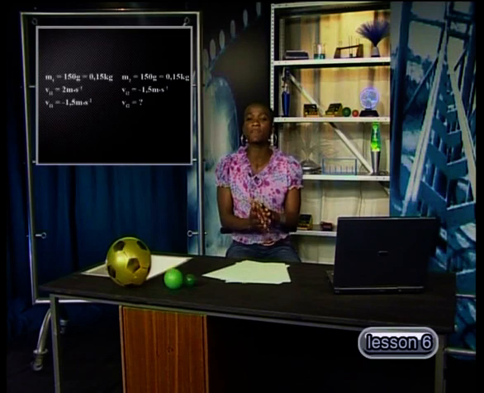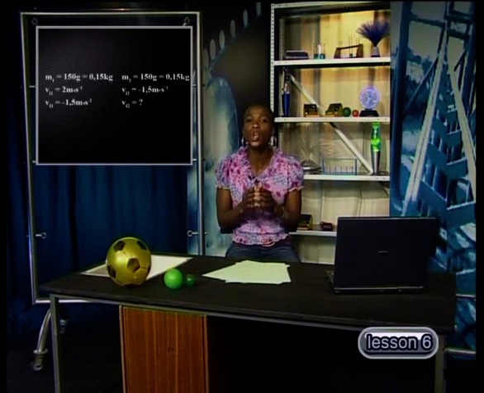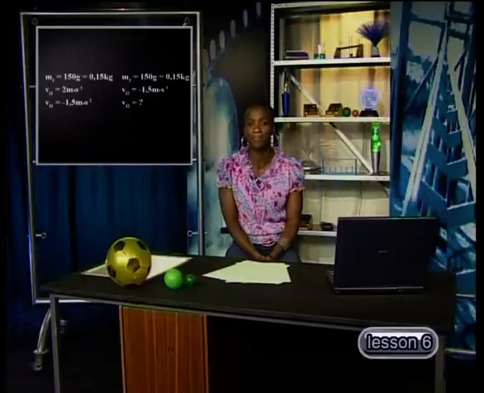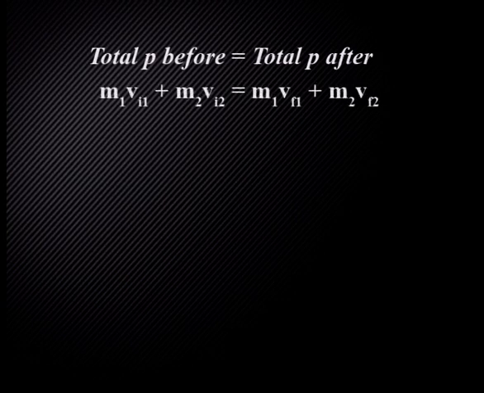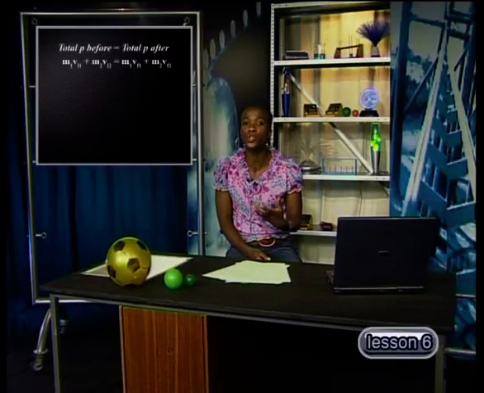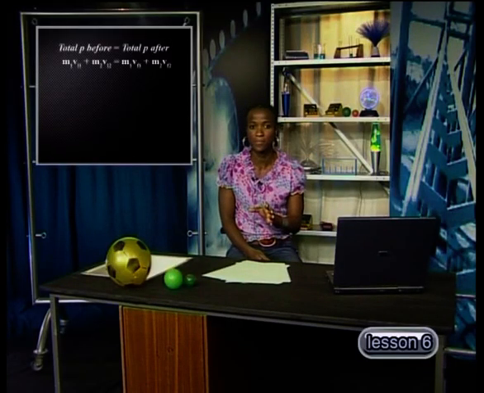To find the final velocity of ball 2, we use the law of conservation of momentum. The total momentum before the collision is equal to the total momentum after the collision. Ball 1's mass times its initial velocity plus ball 2's mass times its initial velocity is equal to ball 1's mass times its final velocity plus ball 2's mass times its final velocity. We substitute in all the values for mass and velocity.